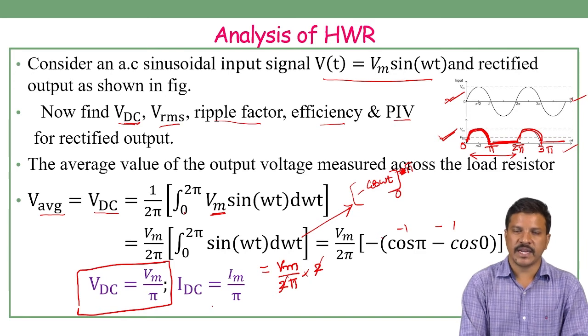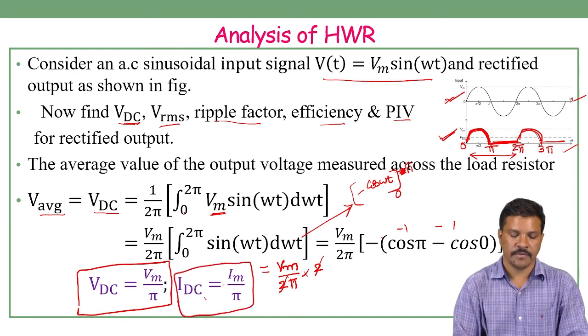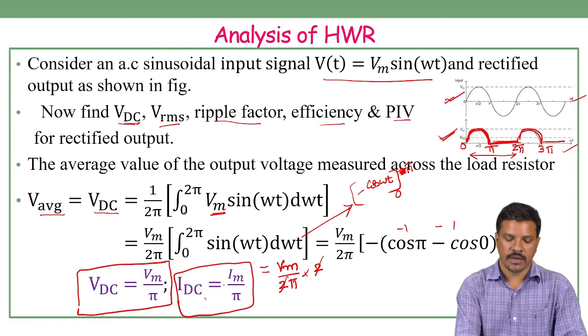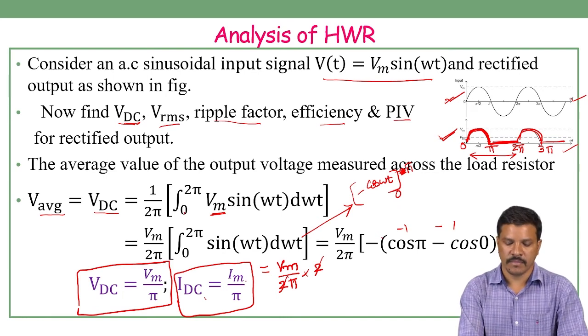And in terms of current, the DC current flowing in the load resistor, IDC, is equal to Im by pi. When we take IDC as VDC by RL, we can represent it with Im. So IDC is equal to Im by pi. These are the important parameters for the DC component in the rectifier output: Vm by pi.